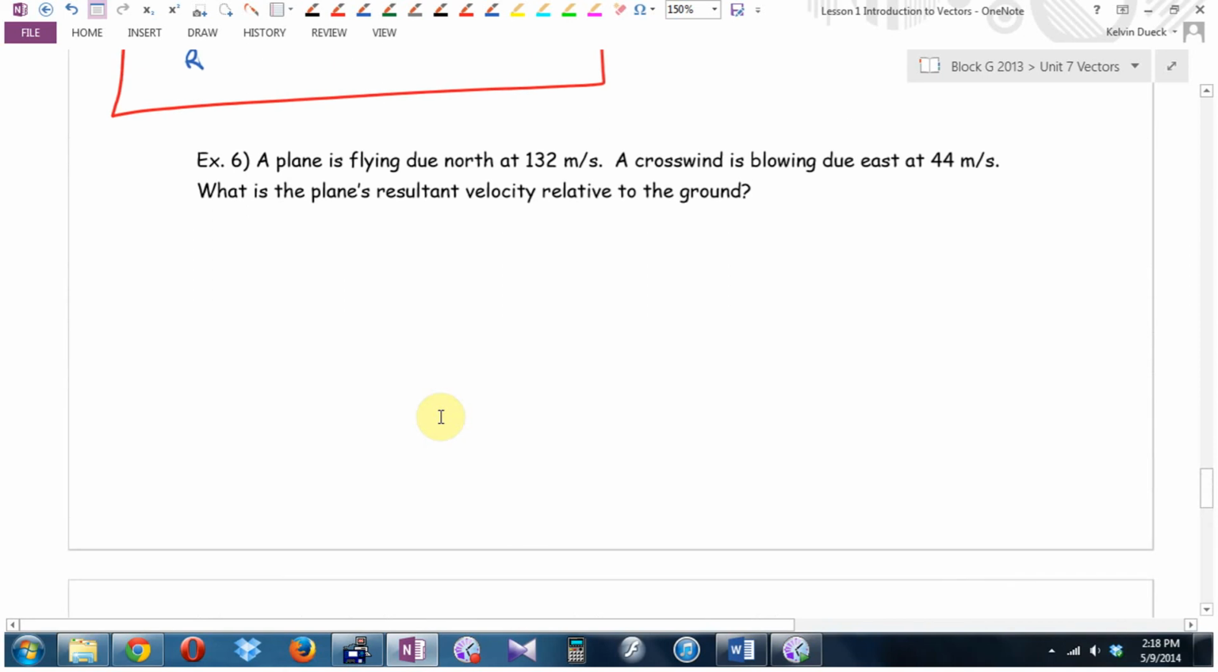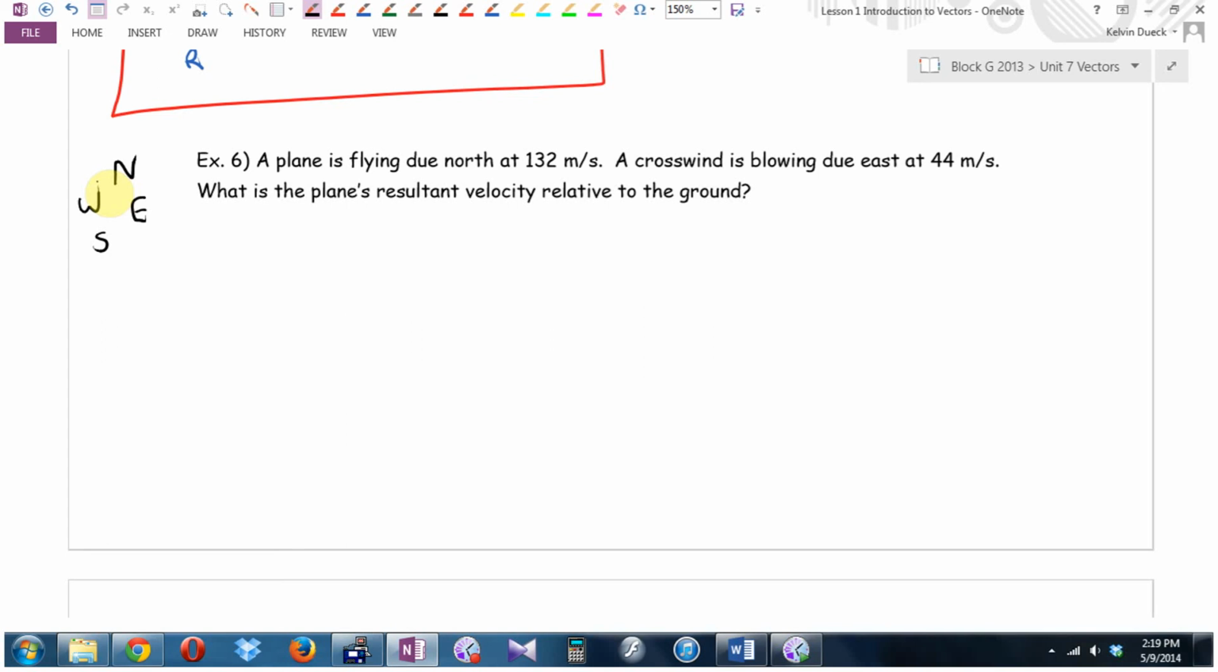A plane is flying due north at 132 meters per second. A crosswind is blowing due east at 44 meters per second. What's the plane's resultant velocity relative to the ground? So here's where some of this is used. In particular, it's used a great deal in airplane flying where there's a crosswind. Now, I've made up the numbers really nice. Our crosswind is exactly blowing towards the east. In real life, it's never blowing exactly. It's blowing at angles, but we're starting out with nice 90-degree angles in our magic physics world.